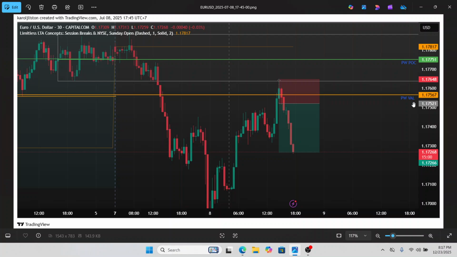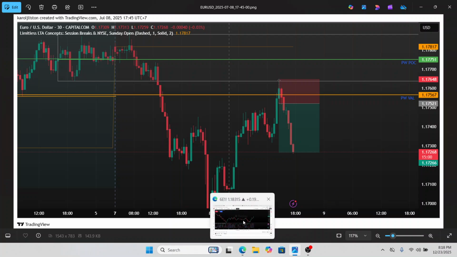We don't just do fixed ranges. Sometimes we use the previous week or the current week. So I wanted to show a trade using the previous week value area low. And yeah, this can be very effective under the right circumstances.